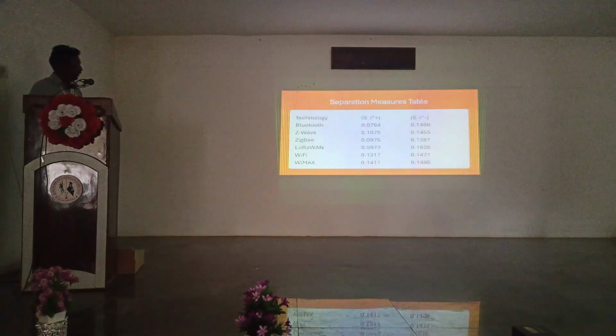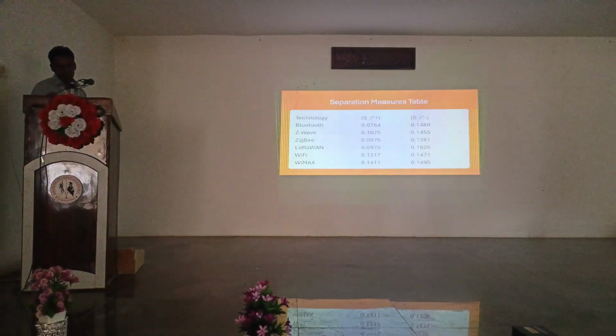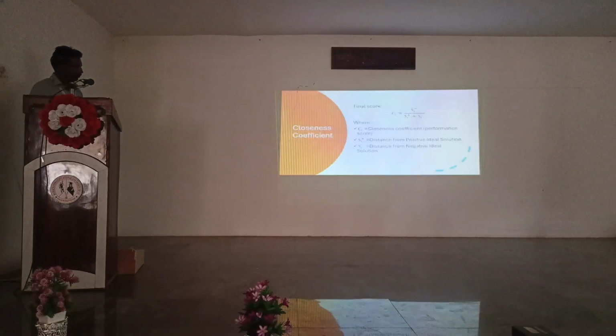Next, this is the separation measure table. This table shows the calculated distances. For example, Bluetooth has a positive distance of 0.0764 and a negative distance of 0.1480. These values are used to calculate the closeness coefficient, which determines the final ranking.